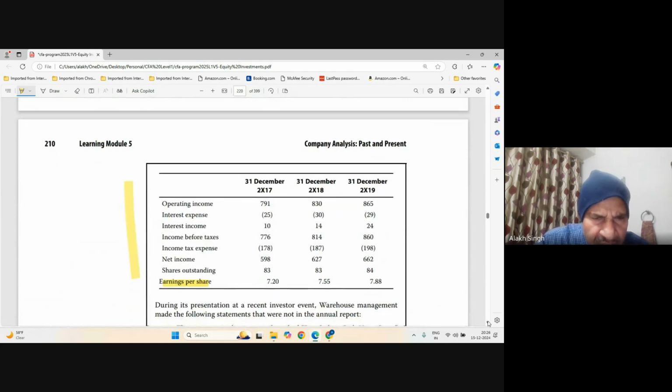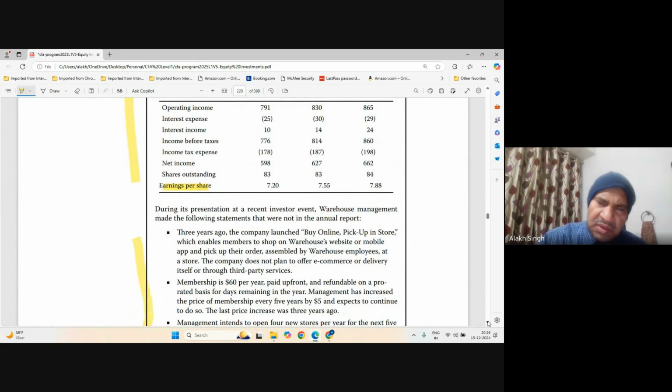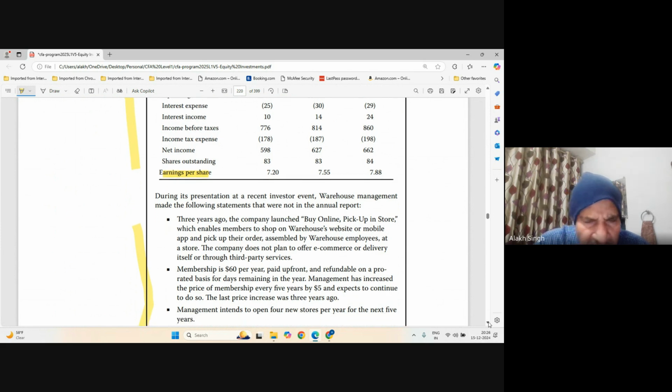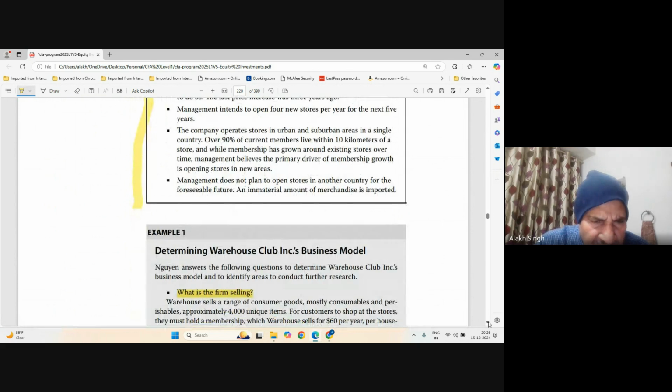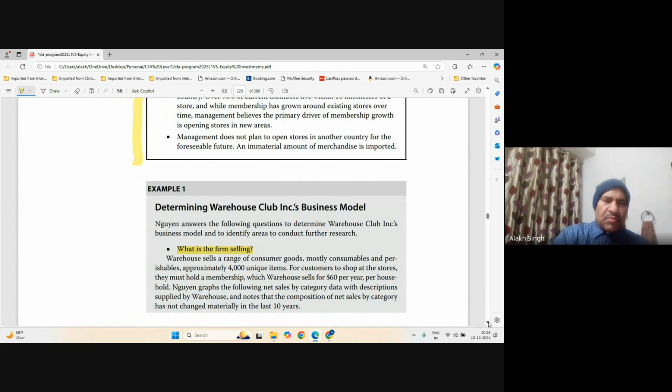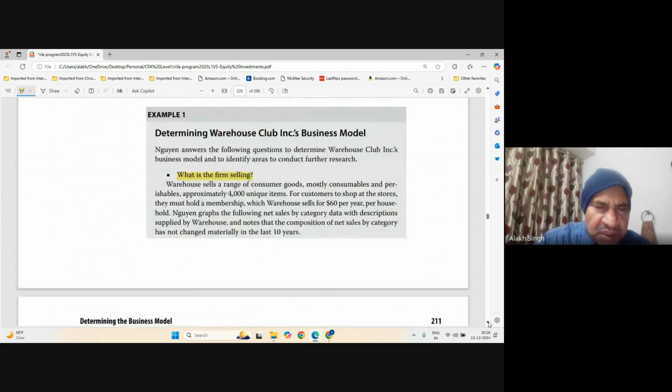So let's see the analysis, because in accounting we studied financial statements, and these are the statements that are not in the annual report. Okay, let me see if this is useful, because I wanted to prepare the structure of the report now. So first step, determining Warehouse Club's business model. All that information has been gathered. Now, after gathering that information, what is the firm selling? That is the first question.